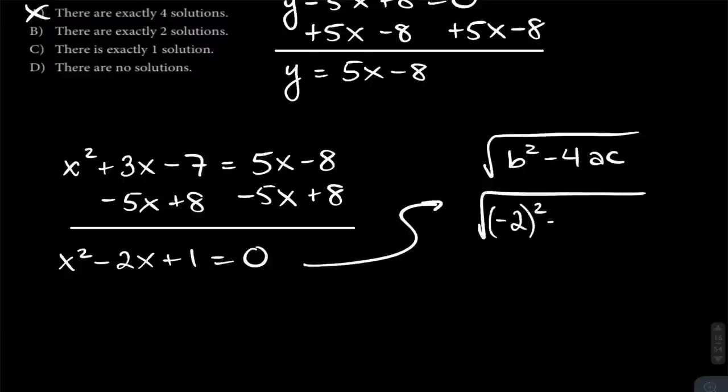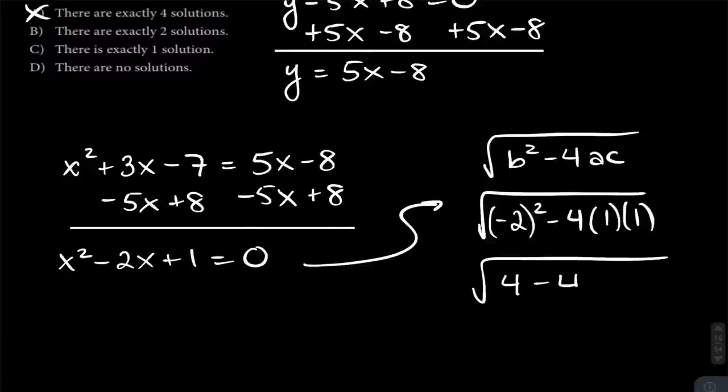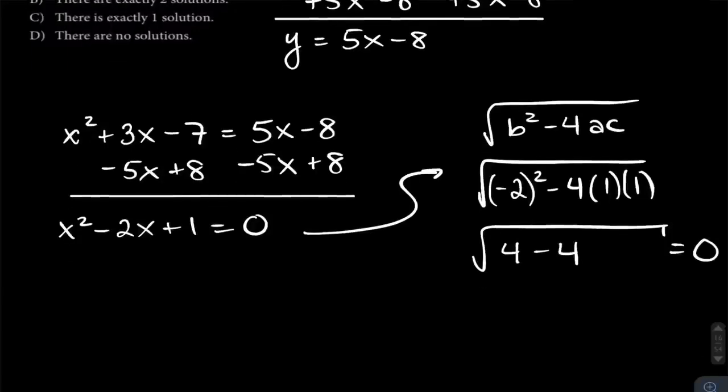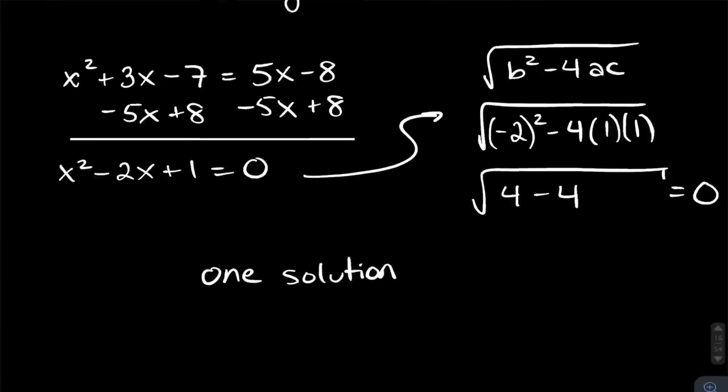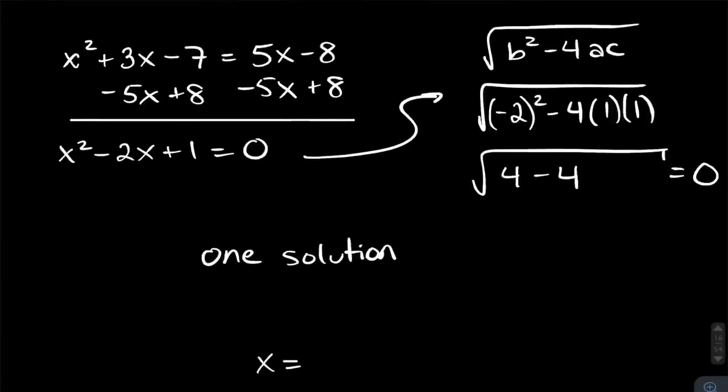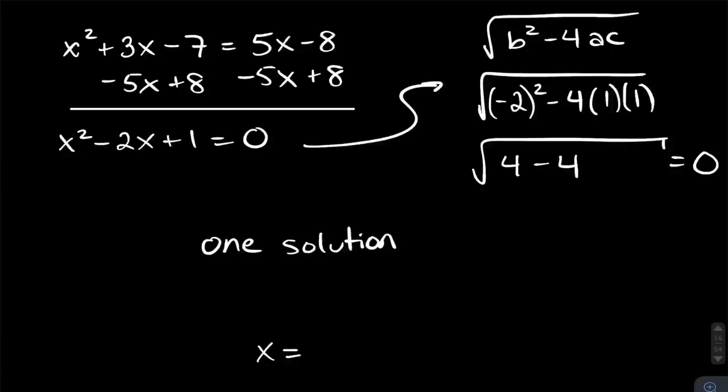That's 4. Then we have minus 4, and a and c are both 1. So we get the square root of 4 minus 4, and that right there is 0. So we actually get one solution, as we just saw down there. So, one solution.